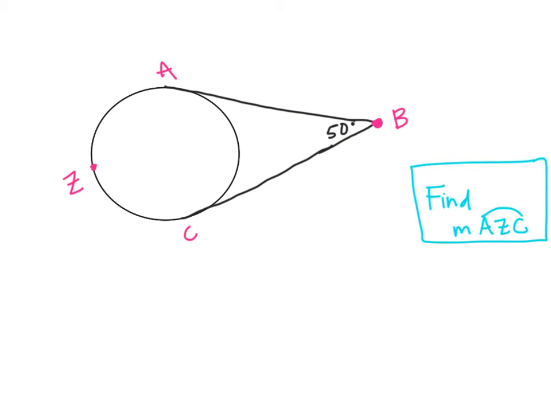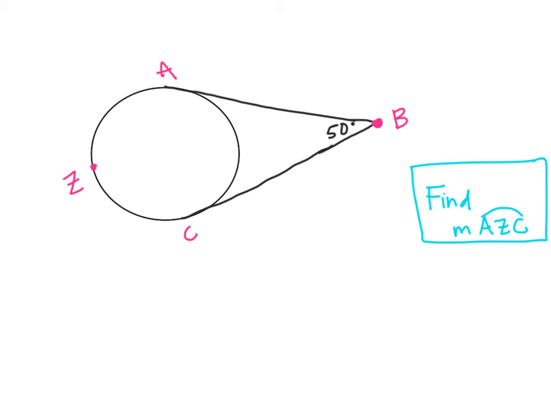All right, there's one last example that I want you guys to draw into your notes. So go ahead and pause the video. Just draw this picture out as best you can. All right, once you have this drawn, we are asked to find the measure of arc AZC. So AZC is over here on this side. The only information that we're given is angle B is 50 degrees.